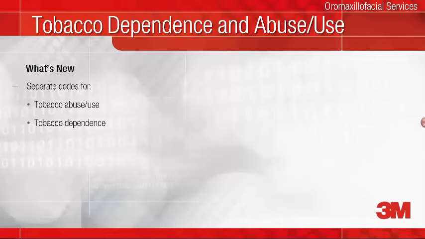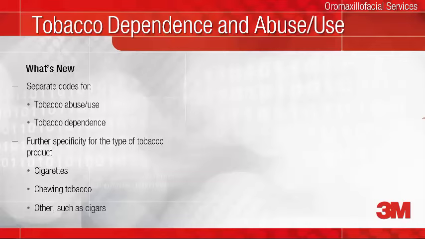Additionally, further specificity is provided in ICD-10 for the type of tobacco product dependence. These are cigarettes, chewing tobacco, or other, for example, cigars. So this should be documented as well.